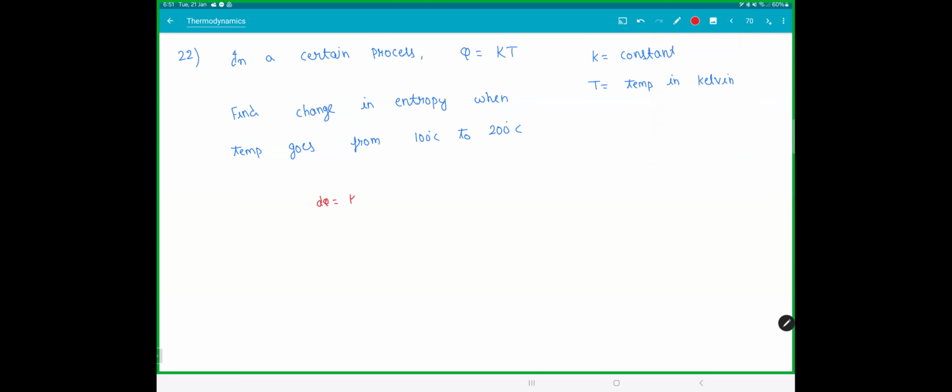So dQ is k dT. So delta S is integral dQ by T, which is k dT by T. This is from 373 Kelvin to 473 Kelvin. Temperature must be in Kelvin. 100 and 200 look good, but T must be in Kelvin. So this is k ln 473 by 373. That's your answer. Clear.